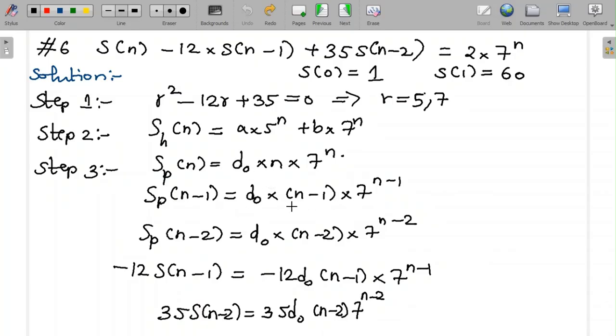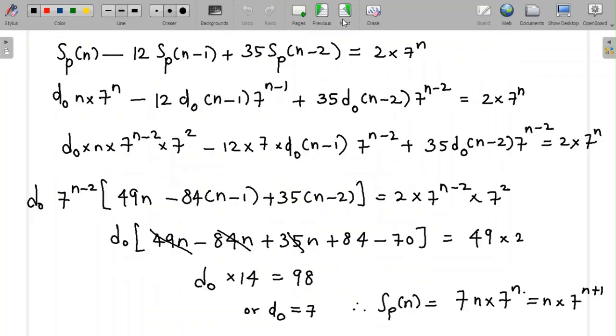So SP of n minus 1, you will replace n by n minus 1. SP of n minus 2, you will replace n by n minus 2. So all these are easy to follow. Substituting them in the equation, we have 12 times SP of n minus 1 as 12 times d naught times n minus 1 times 7 power n minus 1, and 35 times SP of n minus 2 as 35 times d naught times n minus 2 times 7 power n minus 2. Substituting them all back into the equation, we have this big expression to solve for.